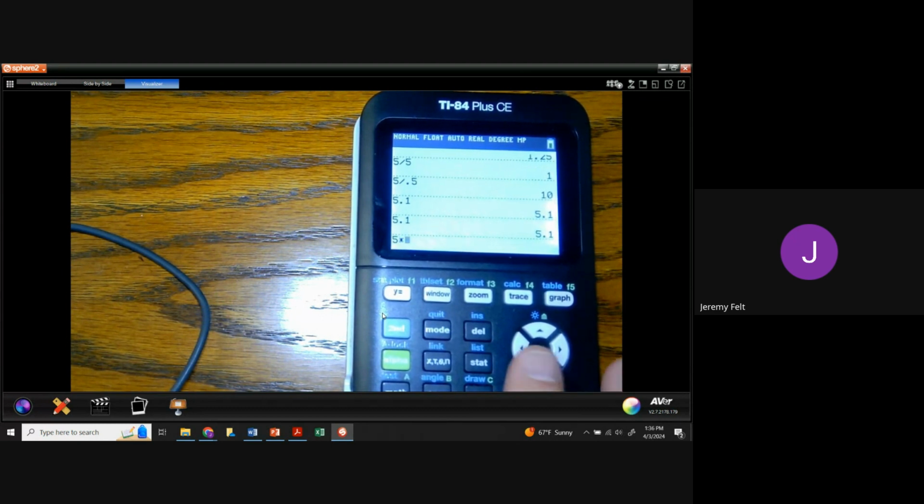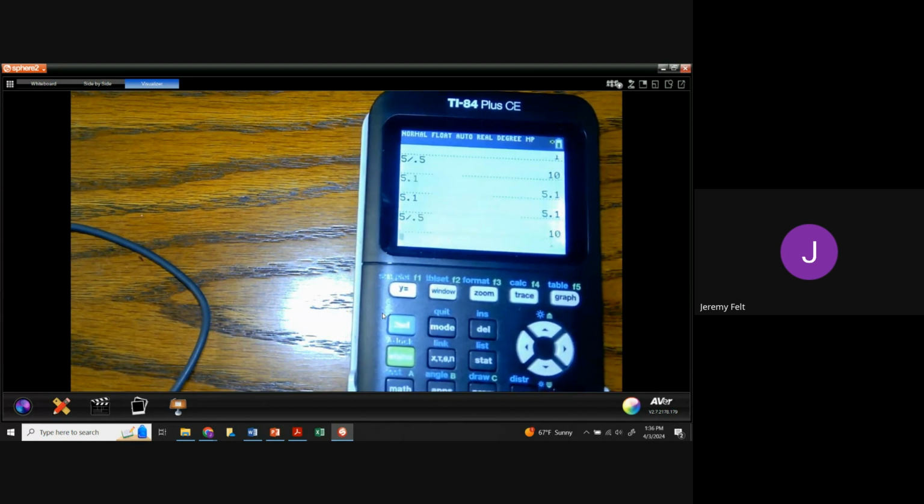5 divided by 0.5 gives you 10. 5 divided by 0.1 is 50. 5 divided by 0.01 is 500. 5 divided by 0.000000, a really small number, is still greater than 0.